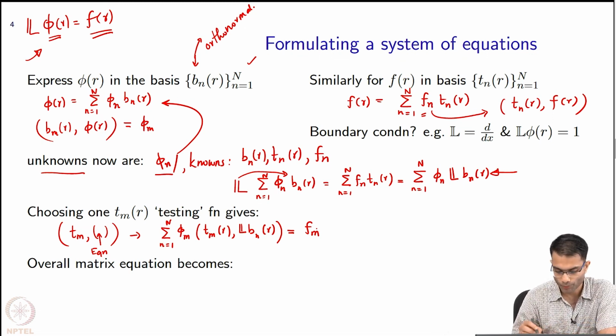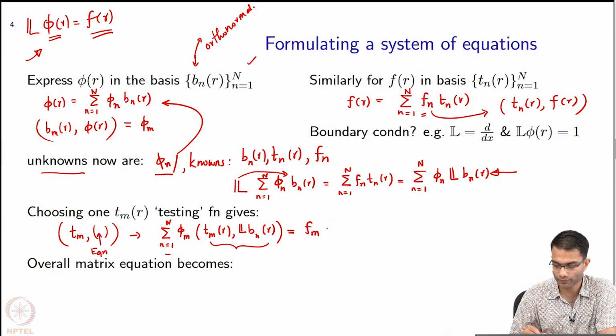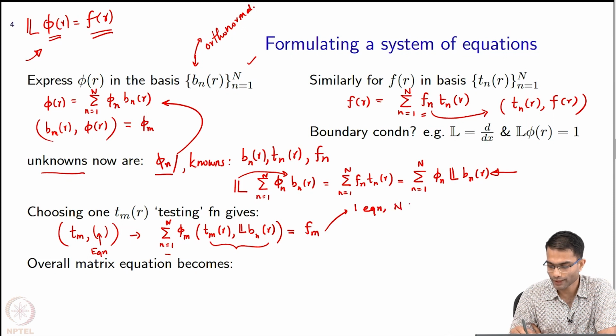So, now what is this equation? There is a summation over here. Is this known or unknown? It is fully known, right. I know I chose t, b and L is given to me. So, this is fully known. What is accompanying it? Something that is unknown, that is the phi. What about the right hand side? Known, right. So, what have I got? I have got one equation, n variables.